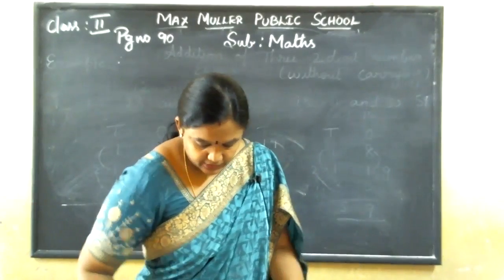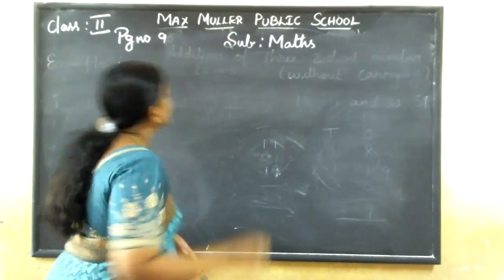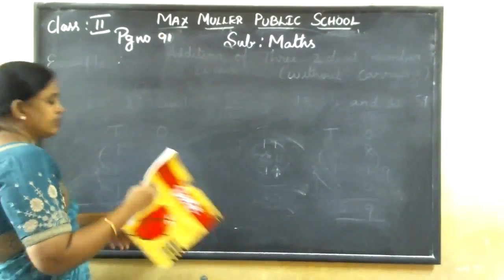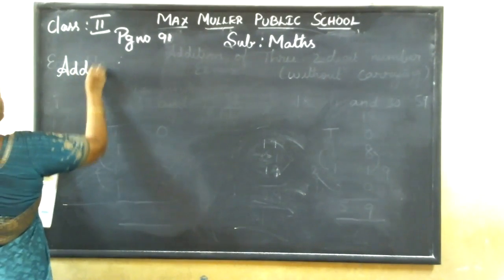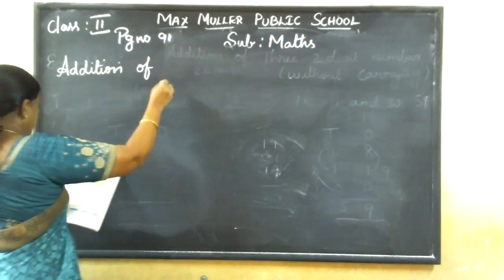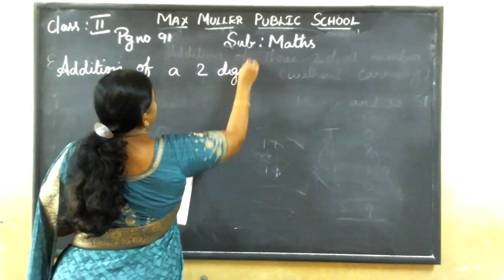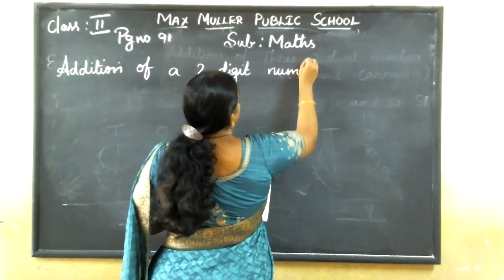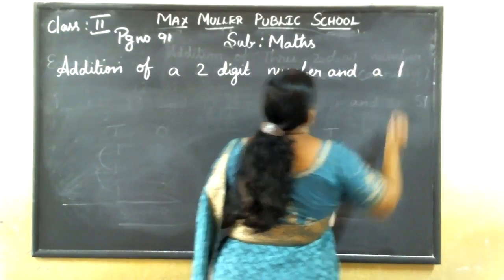Now page number 91. Addition of a 2-digit number and a 1-digit number. Addition of a 2-digit number and a 1-digit number.